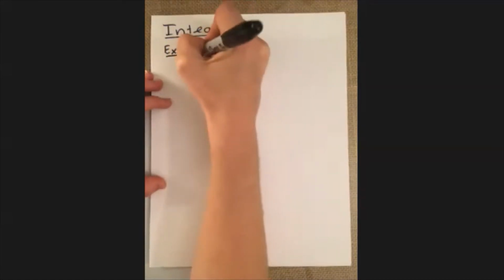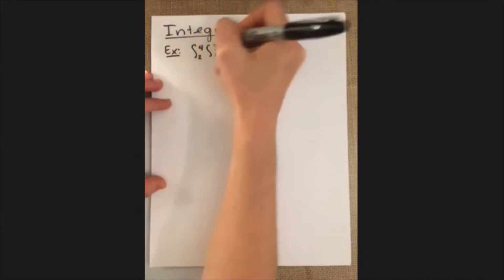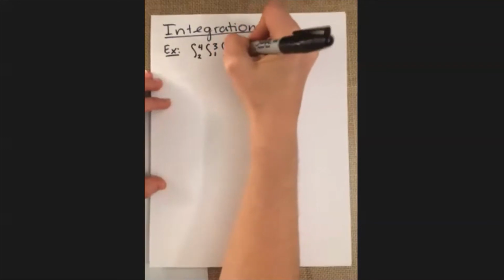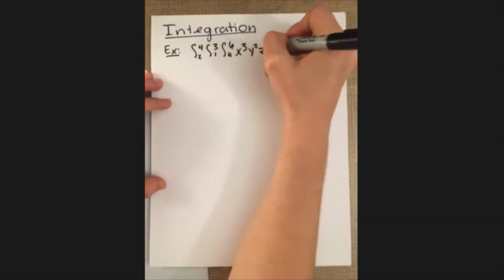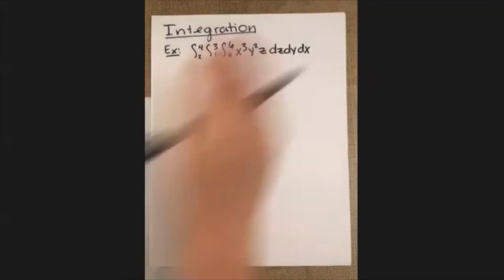We're going to have the integral from 2 to 4, the integral from 1 to 3, of the integral 4 to 6, of x cubed y squared z, dz, dy, dx.